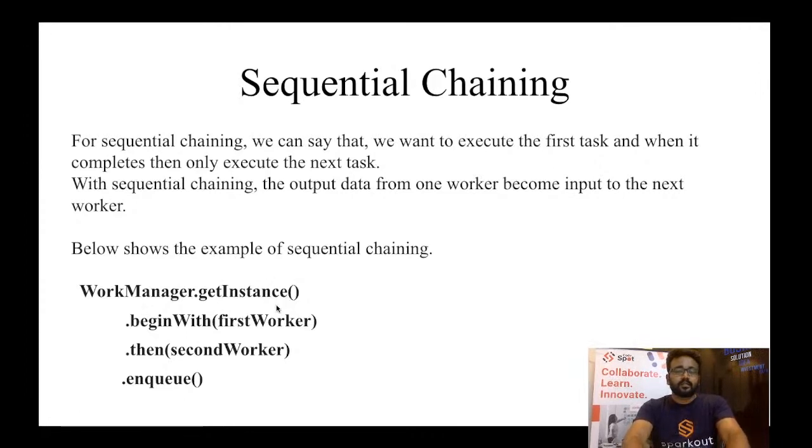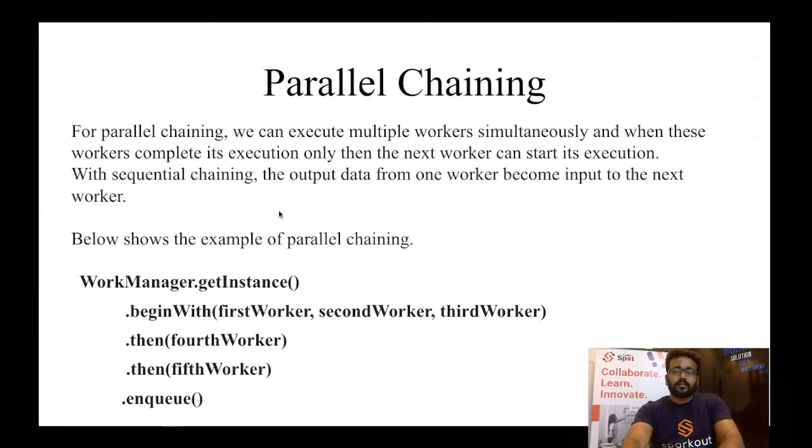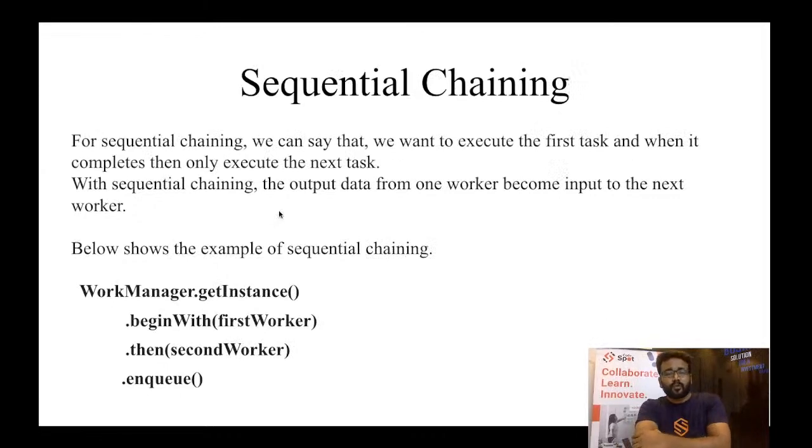With the instance of WorkManager, I am beginning with the first worker, which is an instance of FirstWorker. Once the first worker has completed its work successfully, only then the second worker will start its execution, with the input being the first worker's output. I have used the then functionality, and finally I'm enqueuing with the WorkManager to run the work. In this case, if the first work fails, the work chain will completely shut down. The second worker will never start its execution.